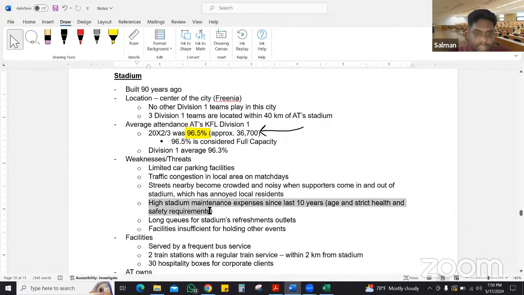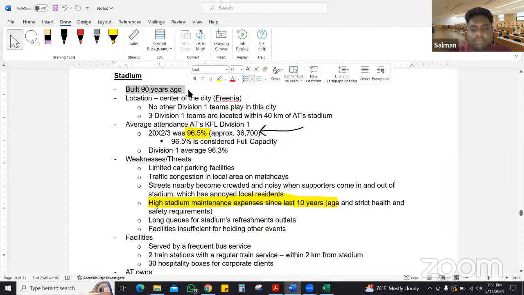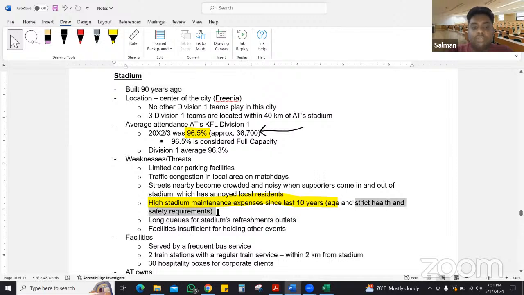Age and strict health and safety. High stadium maintenance expenses since last 10 years. First one is age. Remember, stadium was built 90 years ago. It's high time, my goodness. Obviously, maintenance cost could increase. And they have strict health and safety requirements, keeping in mind that the stadium was originally made nine decades ago. And we have strict safety requirements. We have to spend more on maintenance.